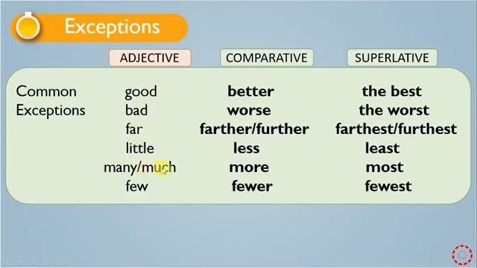Good became better, and for the superlative we say the best, and bad became worse and the worst. Far became farther and further, and the farthest or the furthest. Little became less and the least for the superlative. Much and many both became more and the most, or we can say most. Few became fewer and fewest.